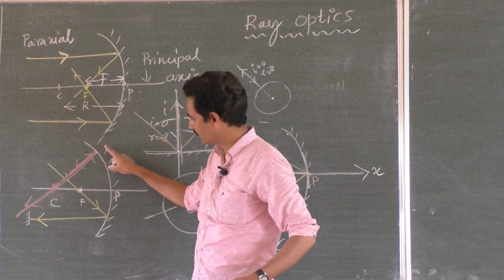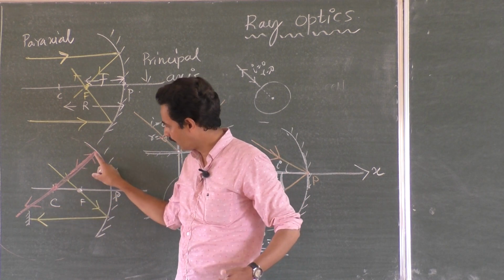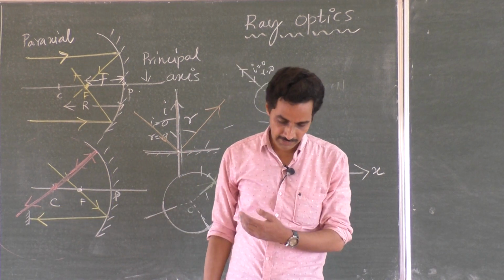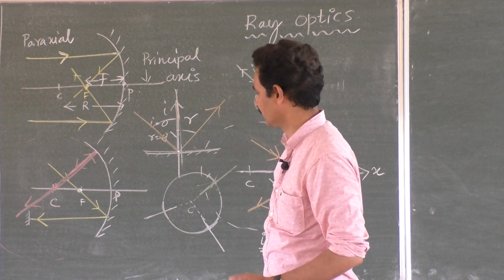Any ray of light along the center, after reflection, is incident normally. After reflection, it returns back in the same path but in the opposite direction.